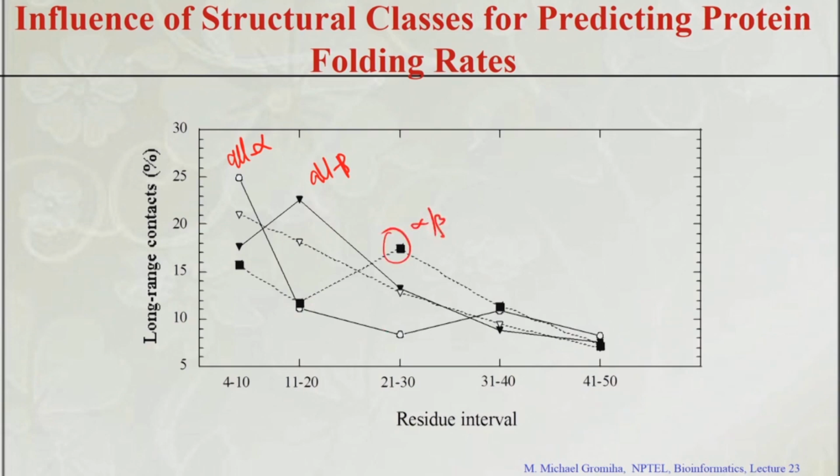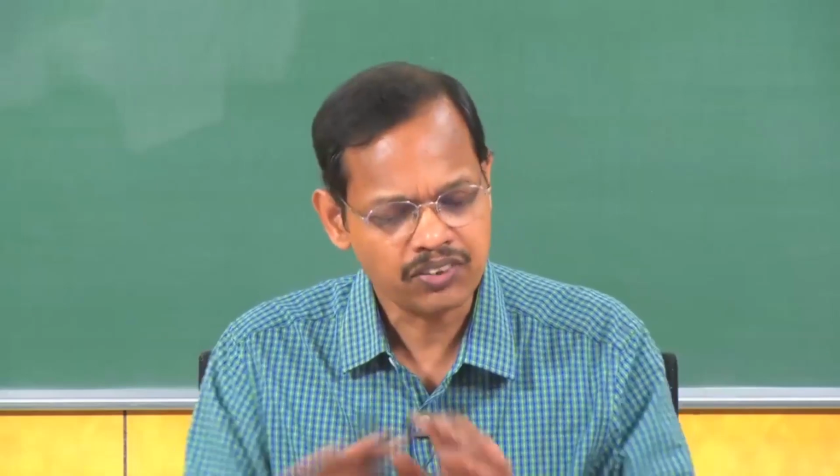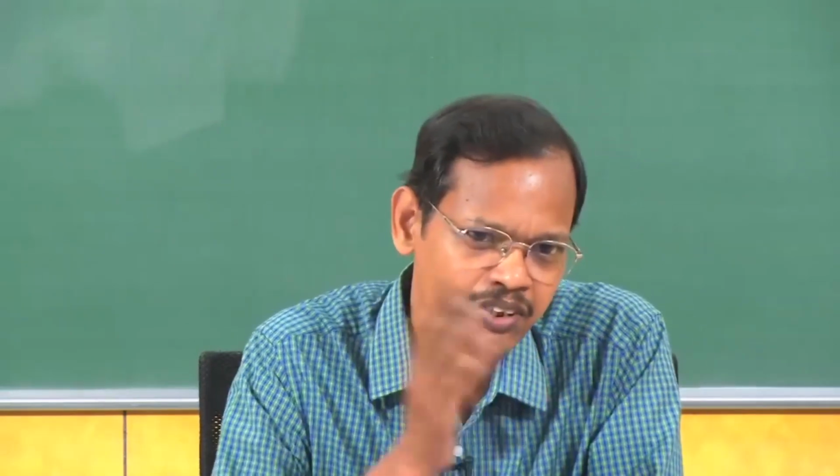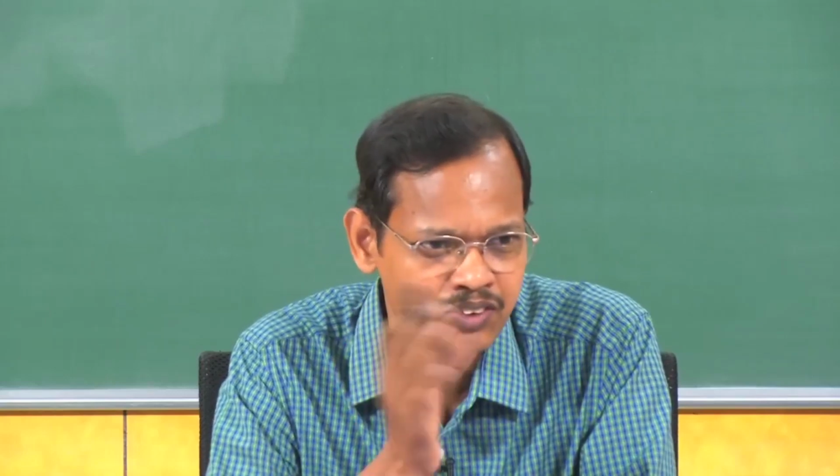So, this can be reflected in the long range order, because you can see the contacts are different in different structure classes. So, we classified the proteins in 3 groups, all alpha, all beta and mixed class, and we derived the equations for these 3 classes and see whether there is improvement in the correlation. If you do like this, mainly long range order deals with which type of interactions? Long range interactions. So, in this case which class of proteins perform better with long range order? All beta proteins, because they are influenced by long range interactions.